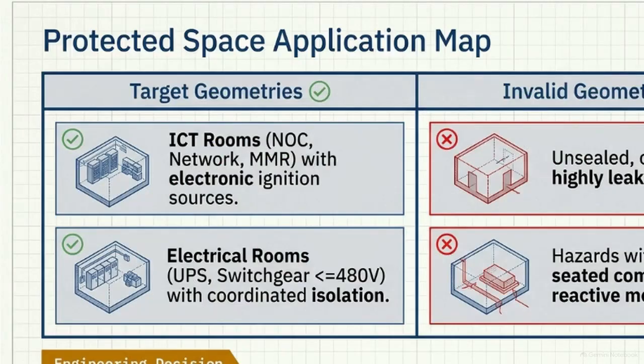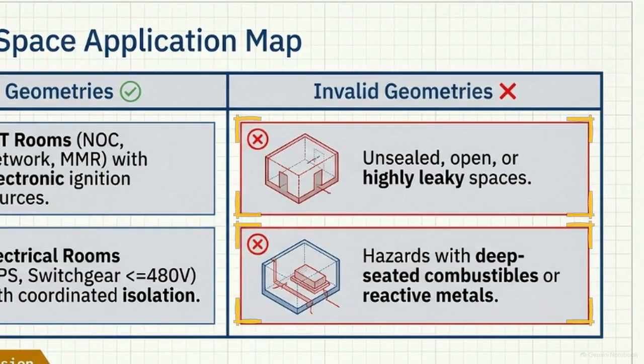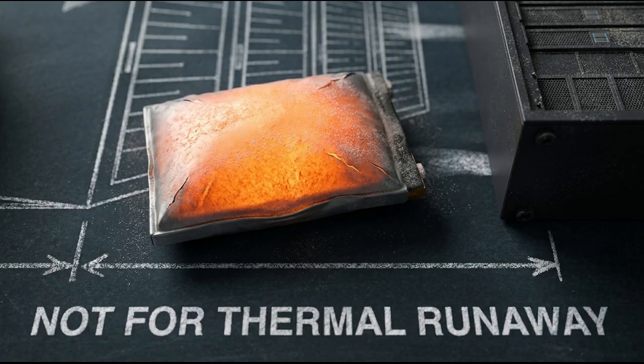This application map delineates valid engineering geometries. Inert gas is highly effective for ICT network rooms and coordinated electrical switchgear up to 480 volts. It is ineffective for unsealed, highly leaky spaces or deep-seated reactive metal fires. Furthermore, standard inert gas strategies cannot contain lithium-ion thermal runaway propagation, which requires a separate, dedicated containment strategy.